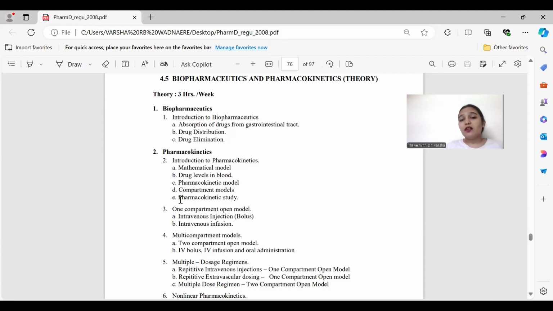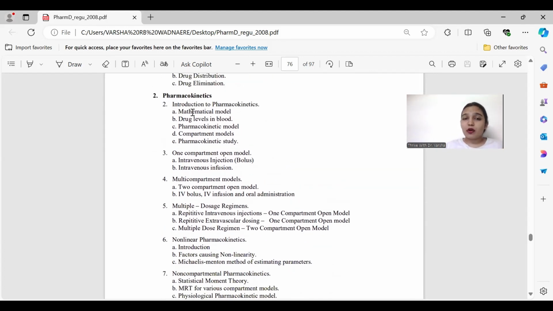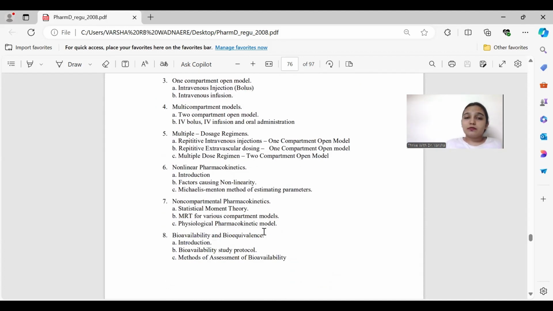Then models, different types of pharmacokinetic models. These are some models: one compartment open model, multi compartment model, and the effect because of these models gets changed. So for each and every component, each and every drug entity, you will have to do analysis on these different types of compartments and see which one is potent. Then you can select that model. Then multiple dosage regimen, non-linear pharmacokinetics, non-compartmental pharmacokinetics, bioavailability and bioequivalence.